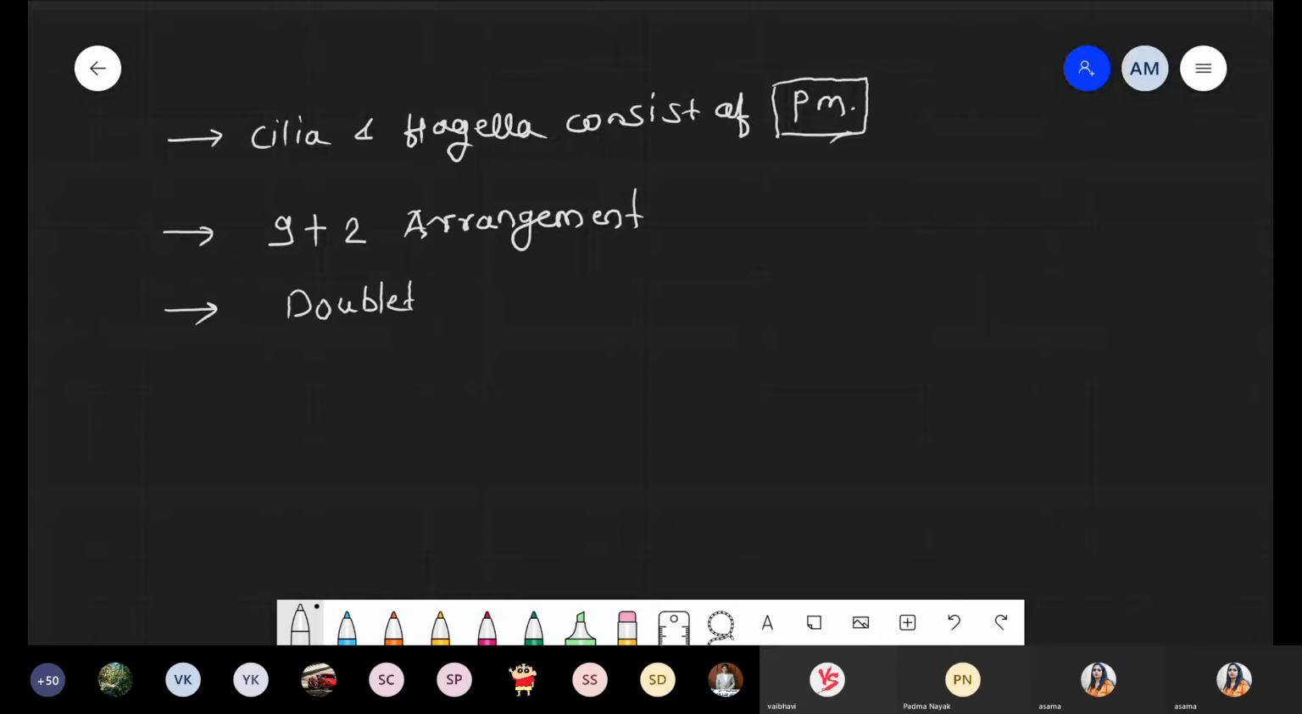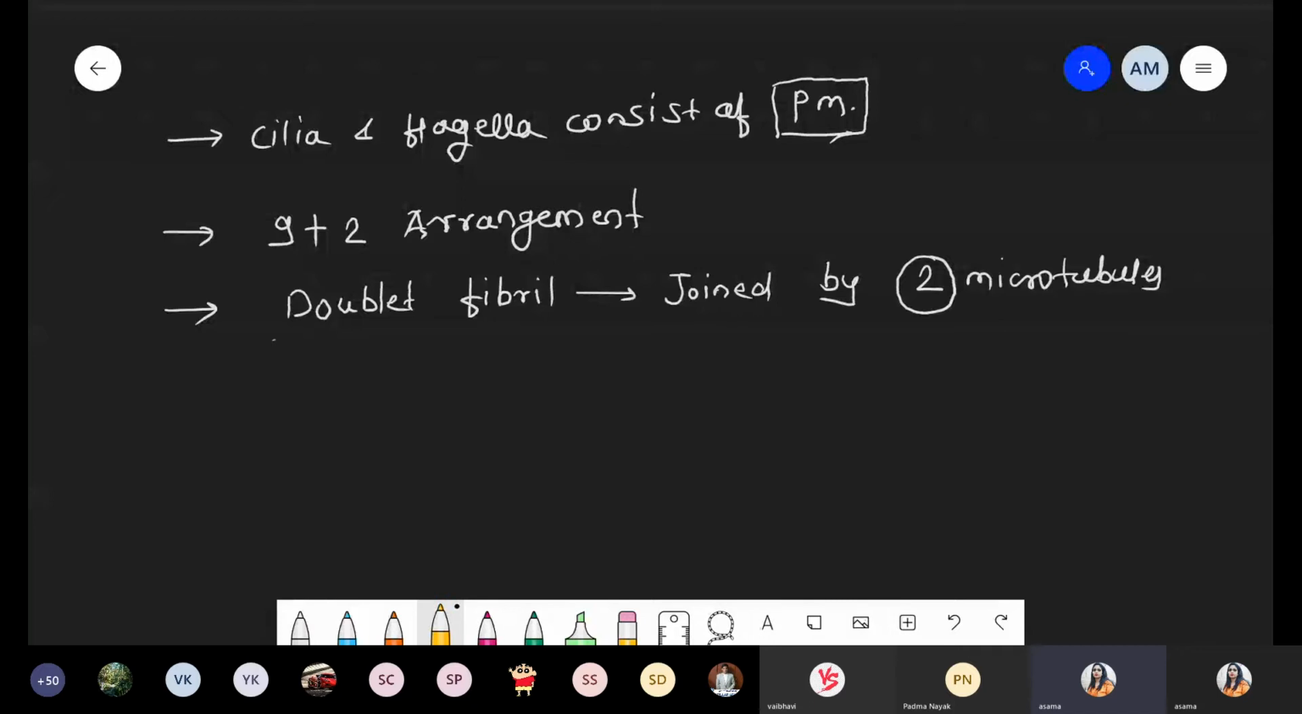So simply, there is a presence of doublet fibril, and that doublet fibril is joined by 2 microtubules. Definitely there we saw 3 microtubules, but in this condition it is a doublet, so total 2 microtubules are involved. Now what will be the structure of that doublet fibril? It has only the A fibril and the B fibril, AB.